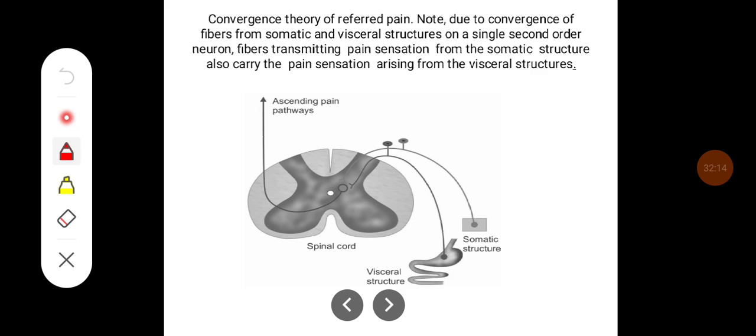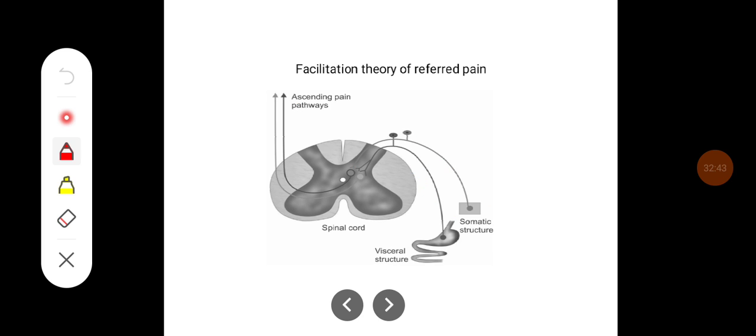Okay. So this is the convergence theory of the referred pain. Note that due to the convergence of the fibers of both somatic as well as visceral structures on a single second order neuron, the neuron transmits the pain sensation from the somatic structure and also carries pain sensation from the visceral structure. So that is why the brain is going to perceive that the pain is coming from the somatic structure rather than the visceral structure. Then in facilitation theory, the visceral pain sensation also gives a collateral to the somatic pain pathway, and it is going to facilitate the activity of this particular pain pathway, so even a trivial sensation from the somatic structure is going to facilitate the pain sensation.